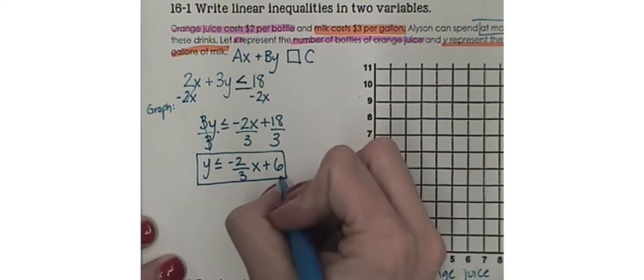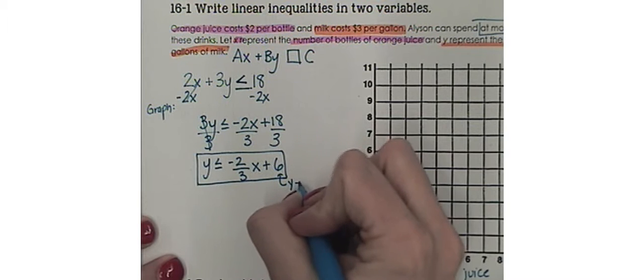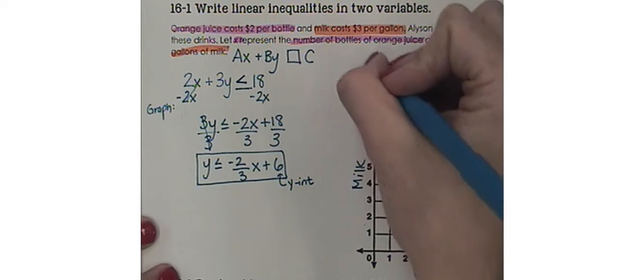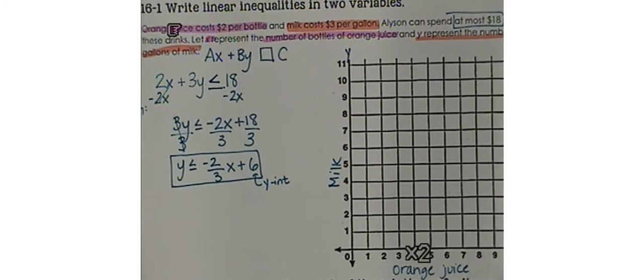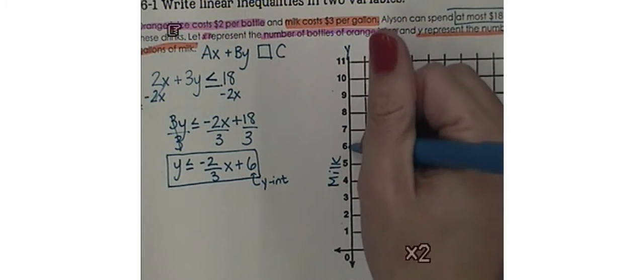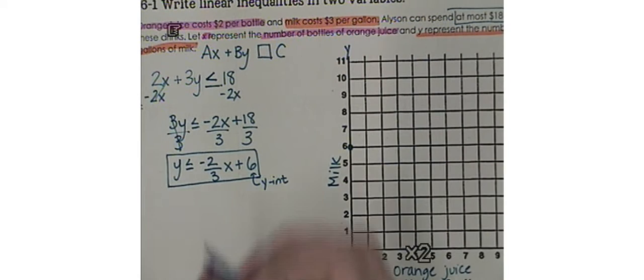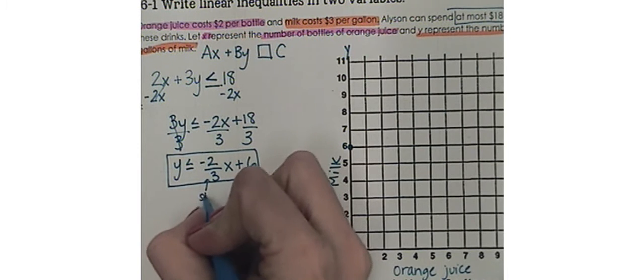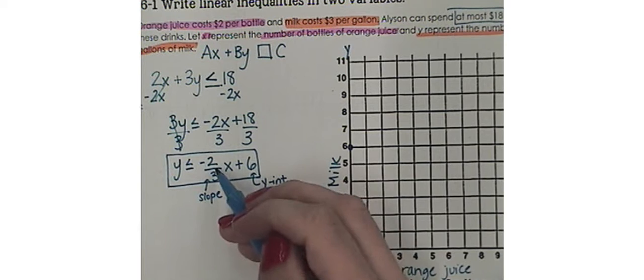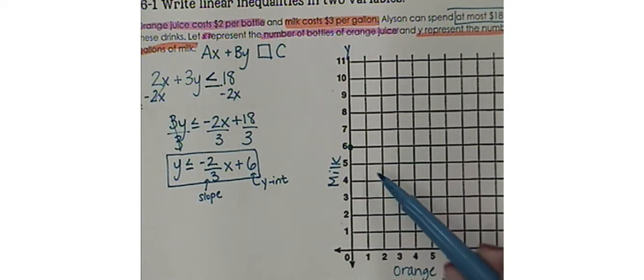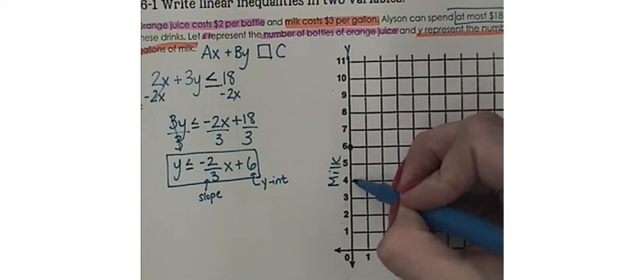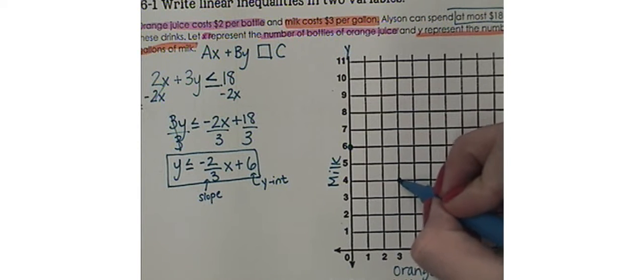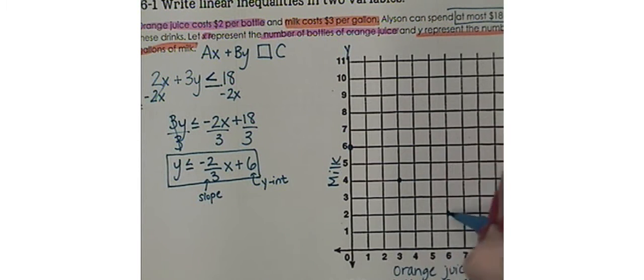So if you remember from our notes, we're going to plot the y-intercept first on your y-axis. So go up to 6. Then you're going to use the slope to plot more points, and it's a negative, so that means my line is going to be decreasing. My rise is 2, so go down 2. My run is 3. Down 2 over 3. Down 2 over 3.